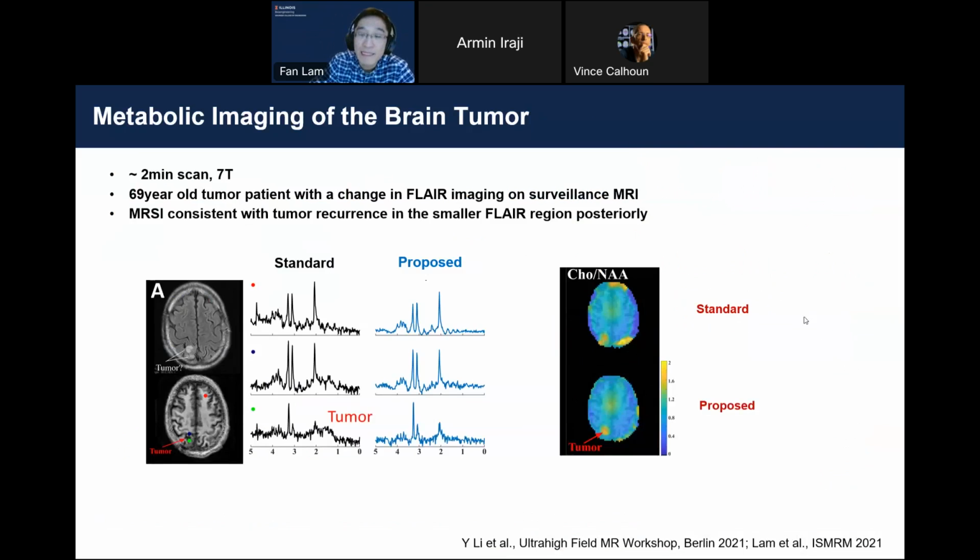And this is more recent data where we apply the subspace imaging processing to an existing sequence, in collaboration with Julie Pan from the University of Missouri.